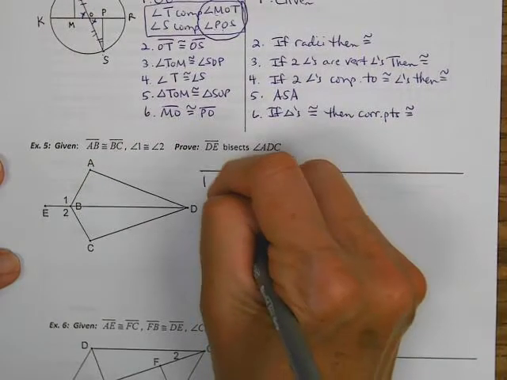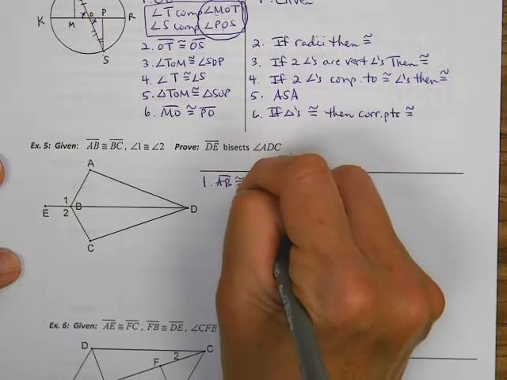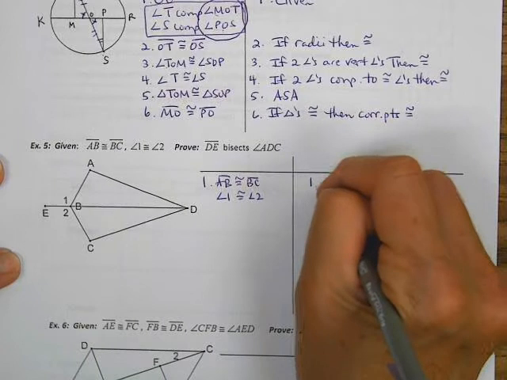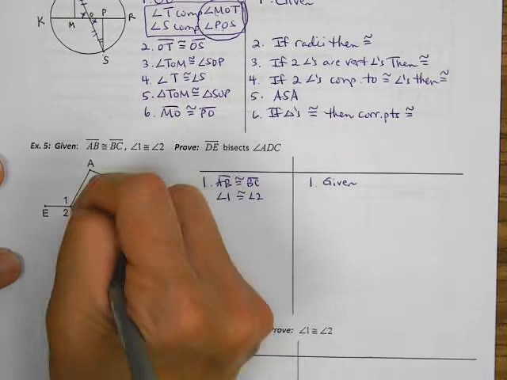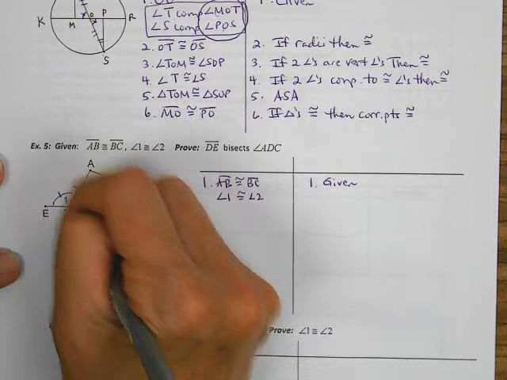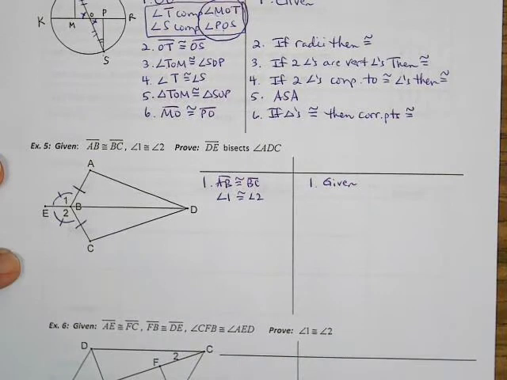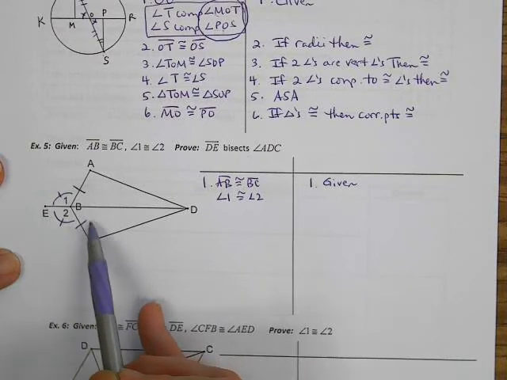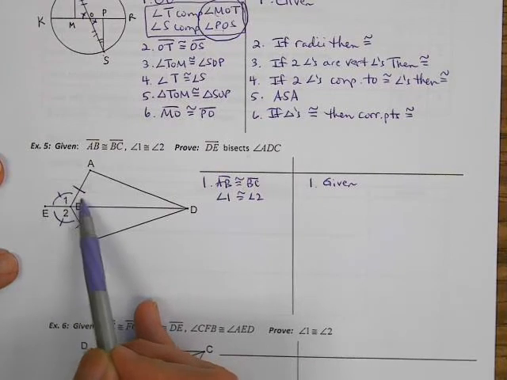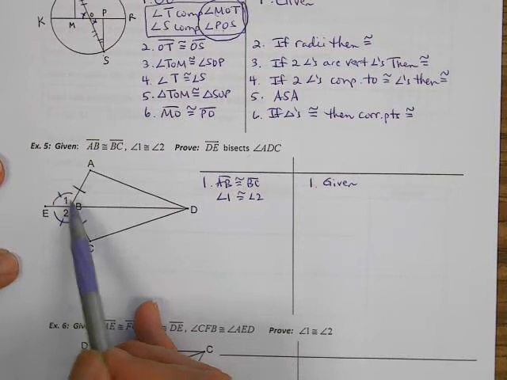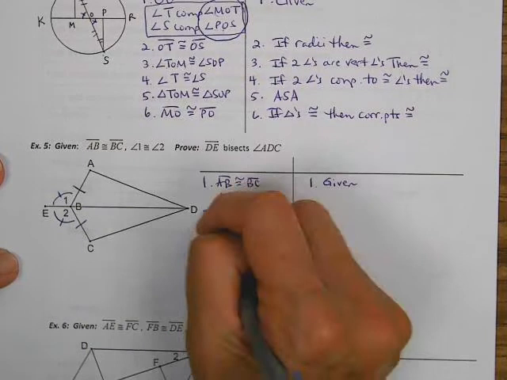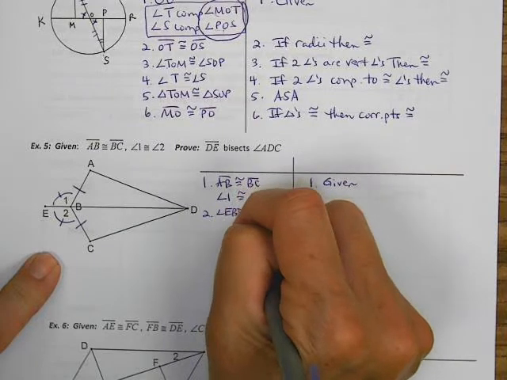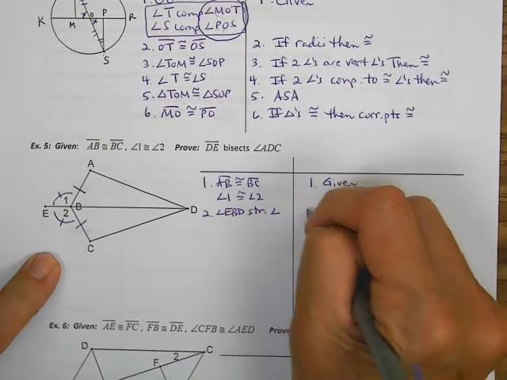Example five, I have AB congruent to BC and angle one congruent to angle two. So AB and BC, angle 1 and angle 2. Well, I'm looking at angle 1 and angle 2, and I realize they're not even inside my triangle. But I recognize that this relationship is supplementary, so I'm going to go ahead down that route. I'm going to say angle EBD is a straight angle.